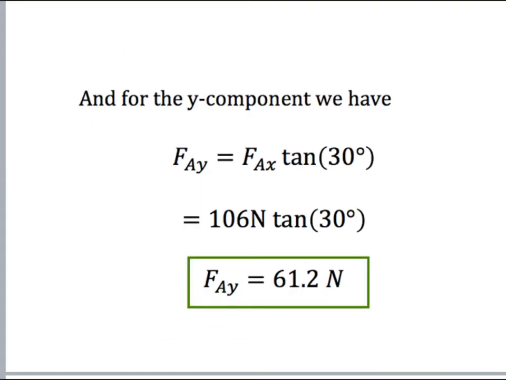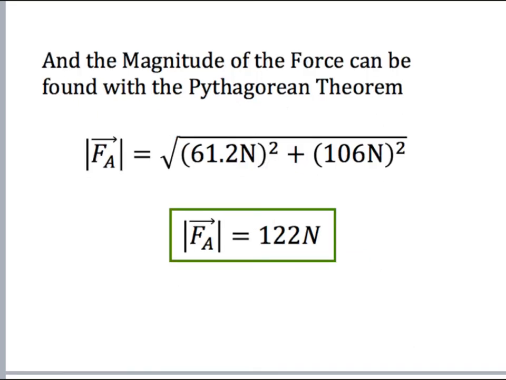Now that we have FAX, we can plug it in there and solve for FAY, which we know is FAX times the tangent of 30, and that gives us the vertical component of our applied force is 61.2 newtons. Now we have both the X and Y components of the applied force. We can put them together with the Pythagorean theorem, and that gives us that the applied force is equal to 122 newtons. So that is the force that is necessary to keep the box from sliding downward.